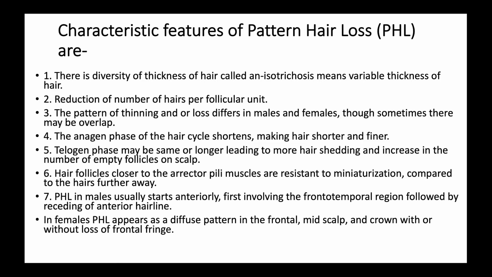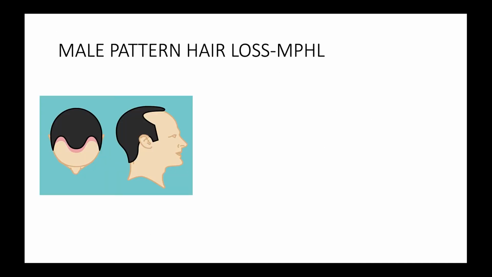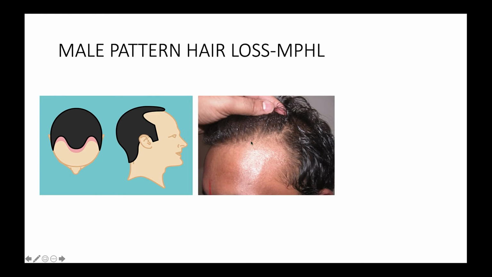Pattern hair loss in male usually starts anteriorly, first involving the frontotemporal region, followed by receding of hairline, which I have shown you in the picture. Female pattern hair loss appears as a diffuse pattern in the frontal, mid-scalp, and the crown, with or without loss of fringe. So this is the typical male pattern in which there is a receding in the frontal area, there is a receding, more receding in the frontotemporal area. So this becomes deeper as compared to this, but there can be loss here also, and you can see that's how in the lateral profile it looks.